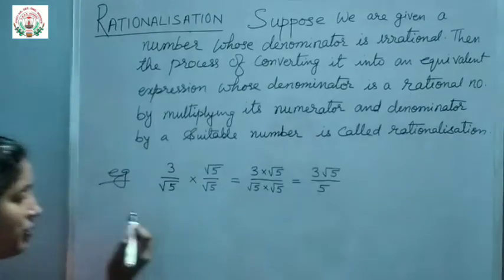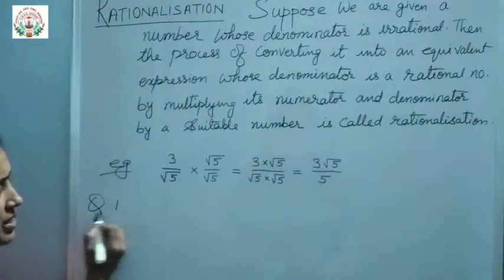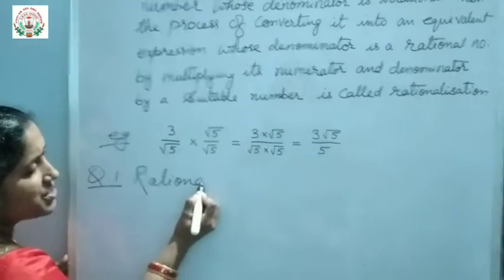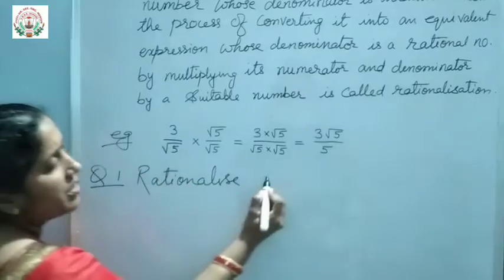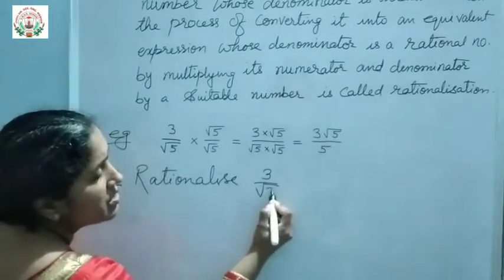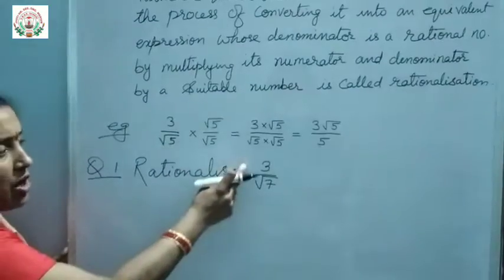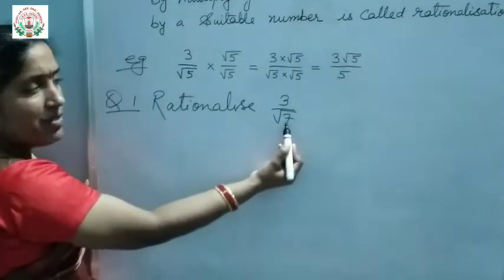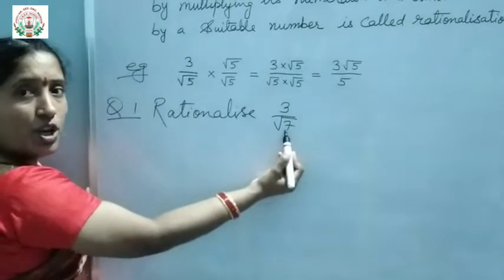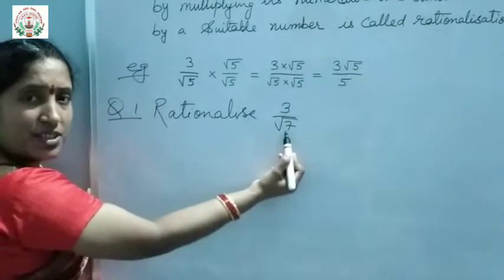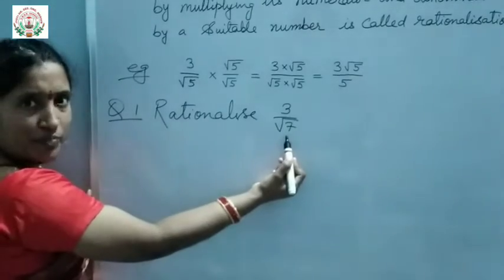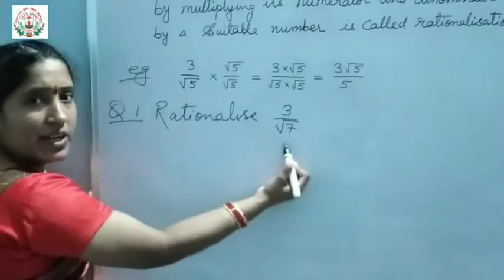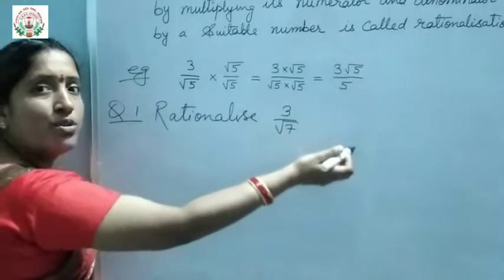Clear? Now one more question I will solve so that it will be clear to you. Rationalize 3 upon root 7. So now you have to rationalize this. The number is given as 3 upon root 7. Root 7 is the denominator, an irrational number. So rationalize means what? We have to make this denominator from irrational to rational.